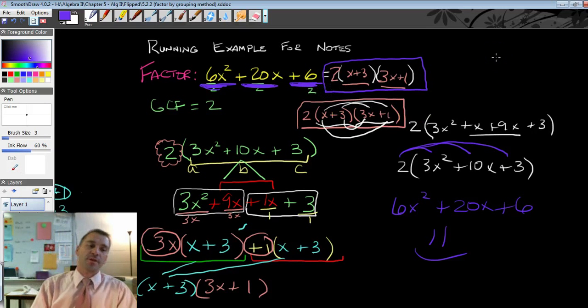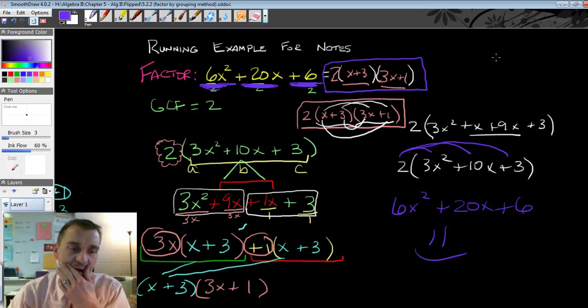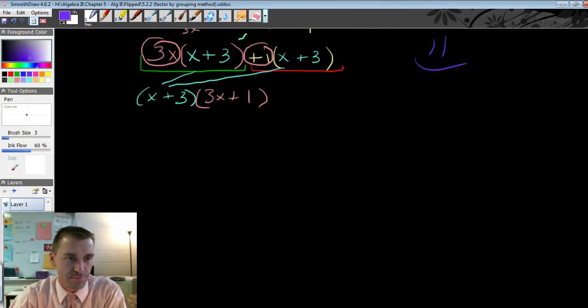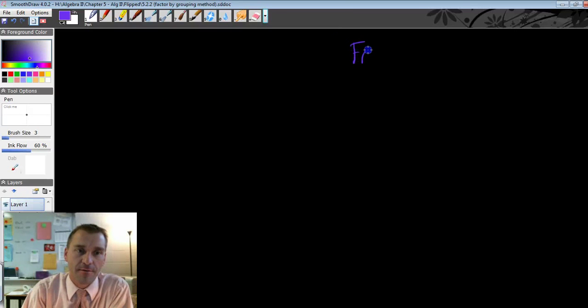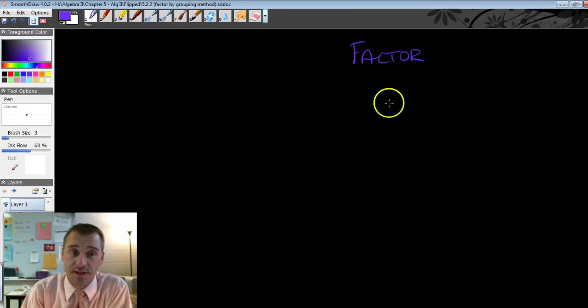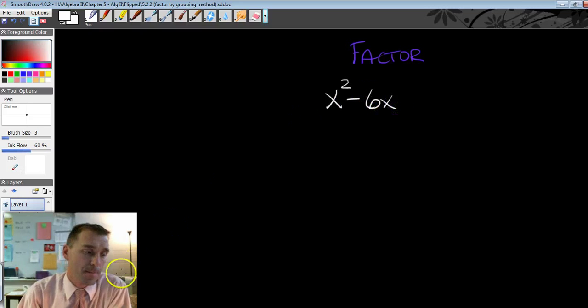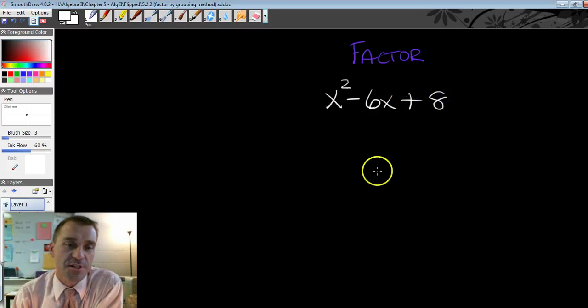That is beautiful. Now, I'm going to do another one. Let me just scroll down a second. Okay, so here it is. I want you to factor this one. Ready? Factor using the steps. So here they are. Let's go. x squared minus 6x plus 8. Now, there's an easy one.